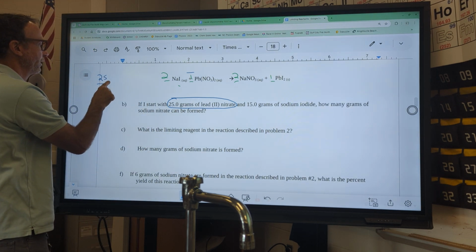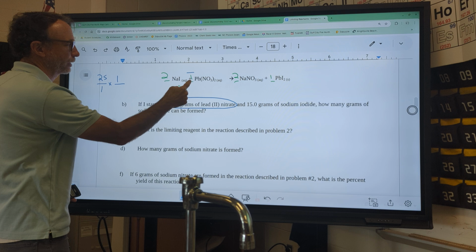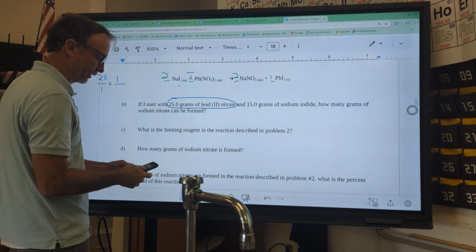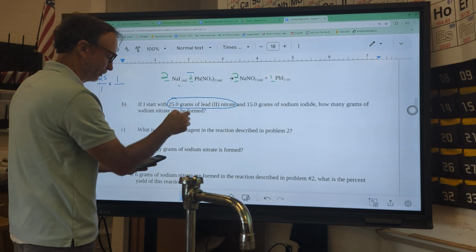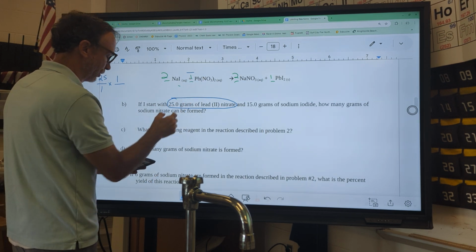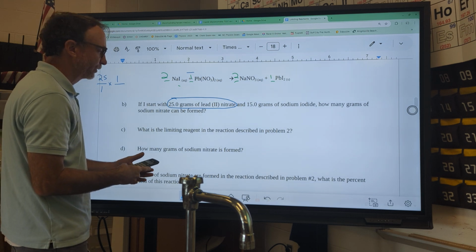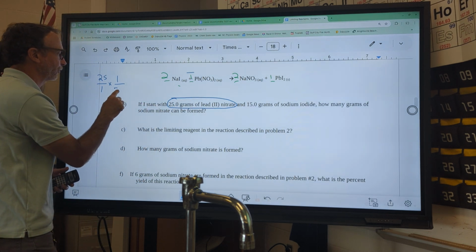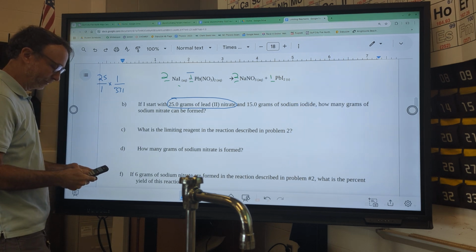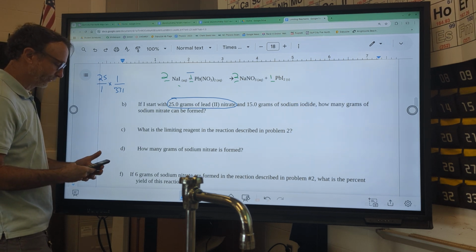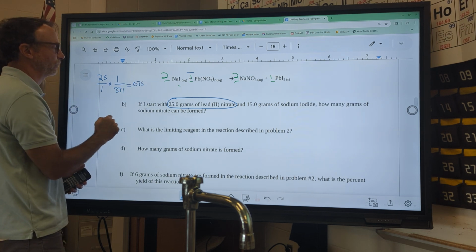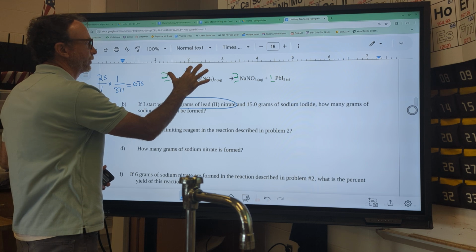25 over 1 times 1 over, let's add this up. That's 14 plus 48. So in there is 62 times 2, plus 207. So lead 2 nitrate is 331. 25 grams out of 331 grams gives us 0.075 moles. So 0.075.